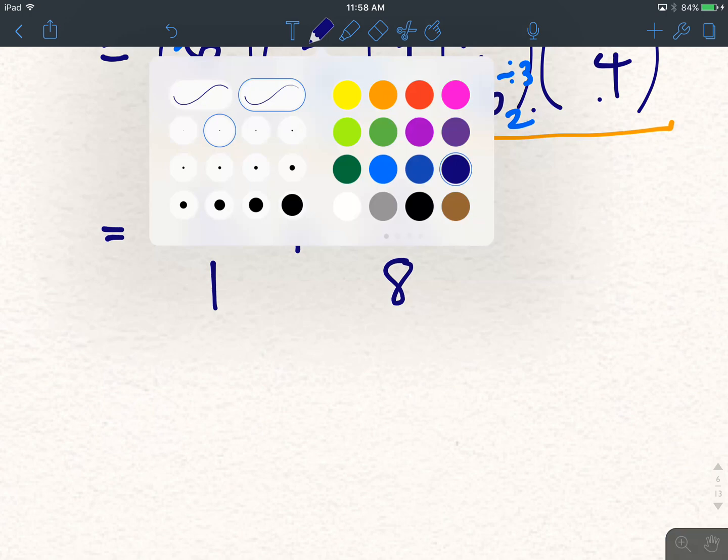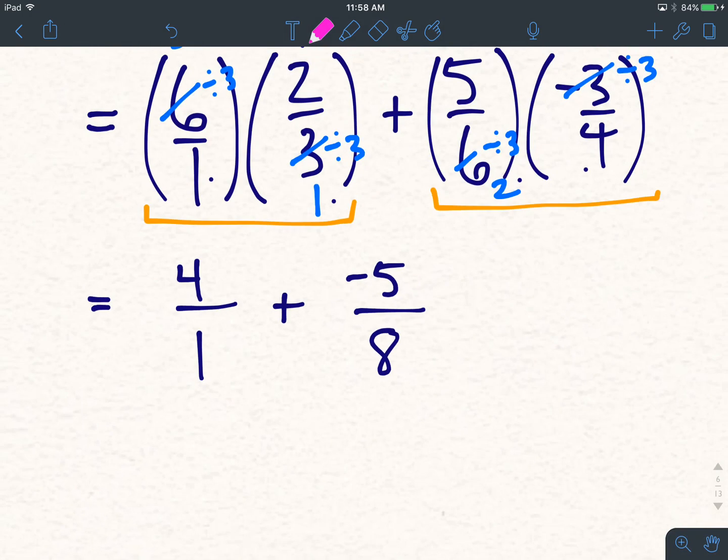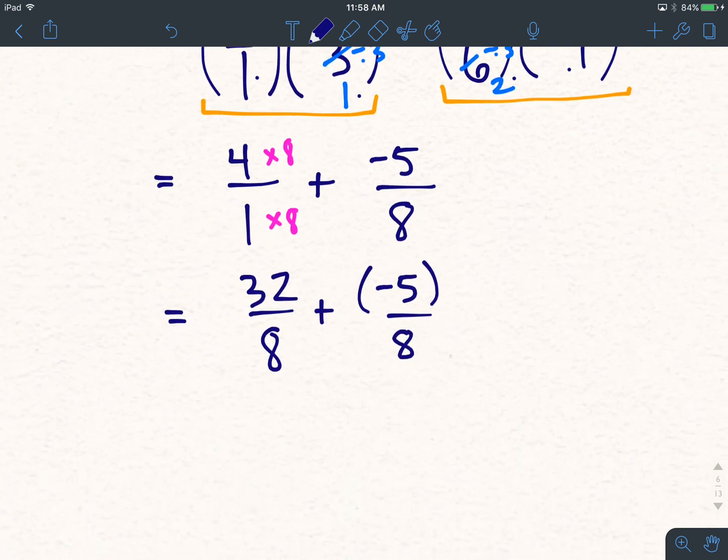In order for us to do that, we need to find a common denominator. We have denominators of 1 and 8 happening, so I'm just going to multiply both numerator and denominator here by 8, just to get the same common denominator. 8 4s are 32/8 plus -5 over 8. So again, I'm not going to write this, well, you know, I'll write it out.